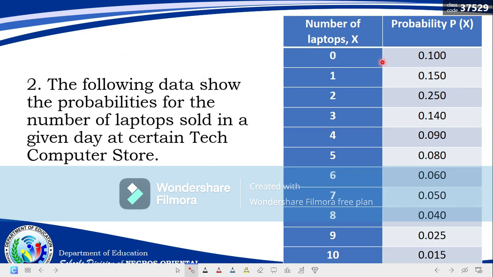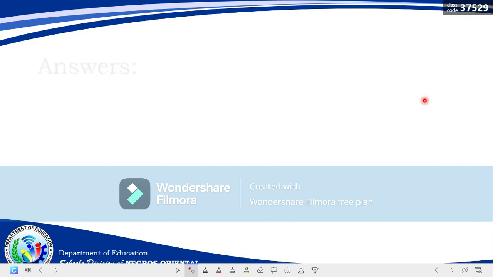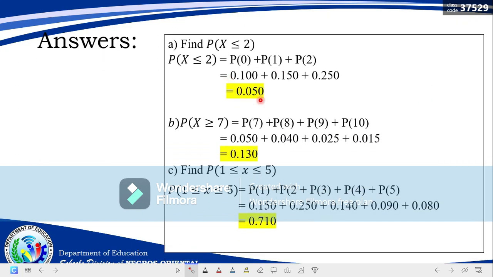So P of 0 is 0.100, P of 1 is 0.150, and P of 2 is 0.250. So we're going to add those, and you will get this one. The answer will be the probability where x is less than or equal to 2 is equal to 0.500, or 500 thousandths. Okay, let us proceed to letter B.